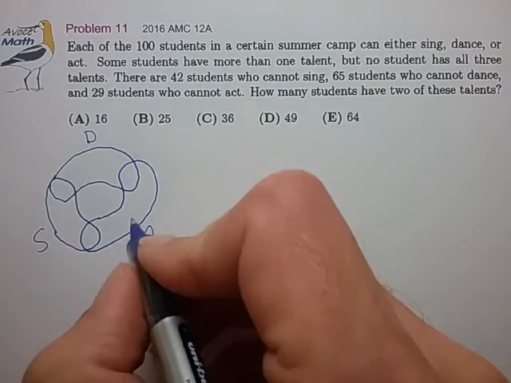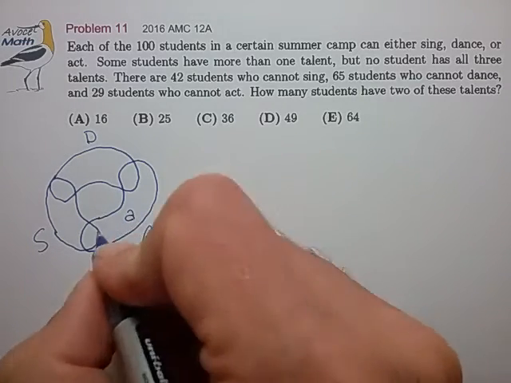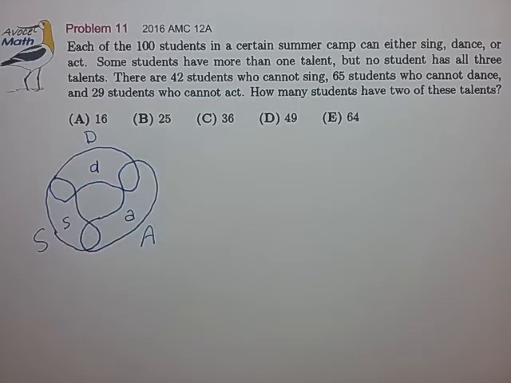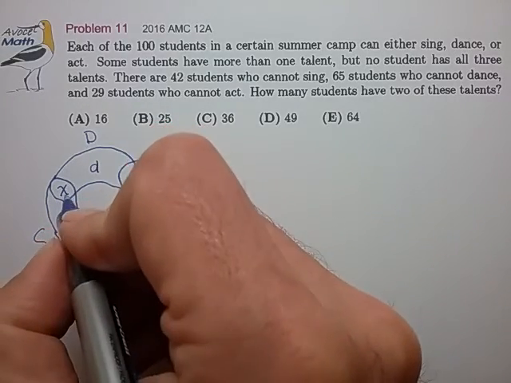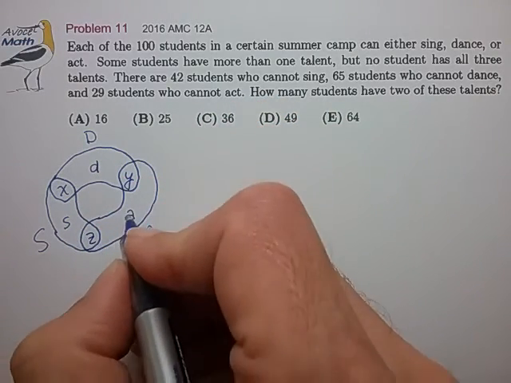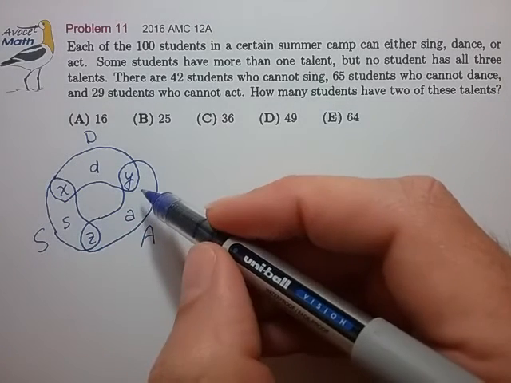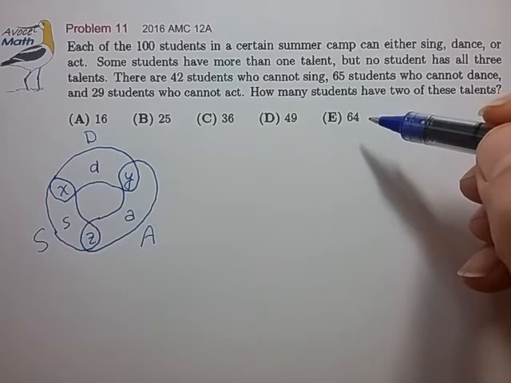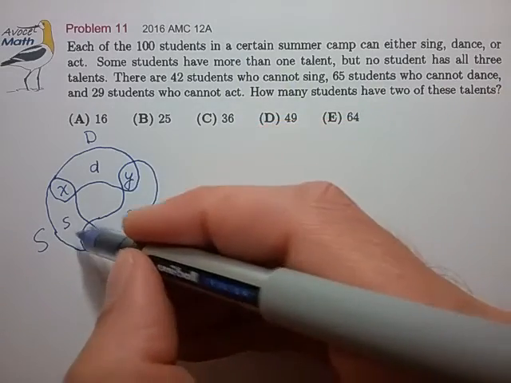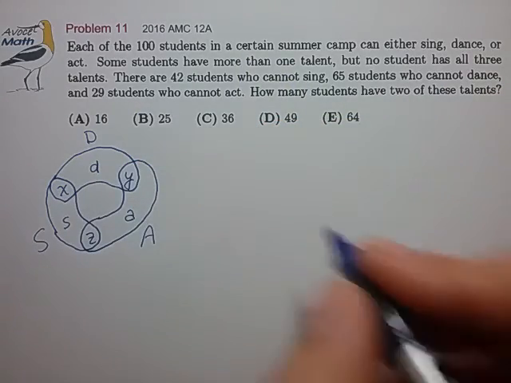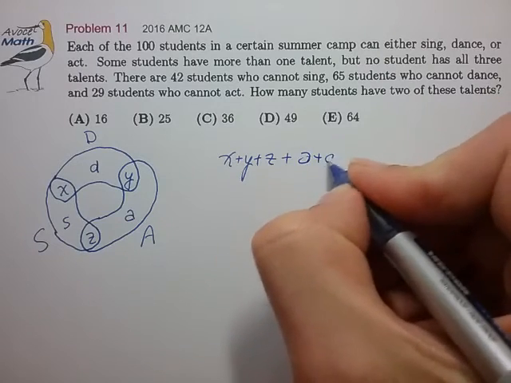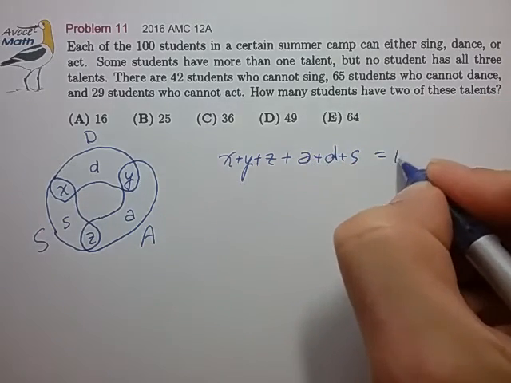And inside that, let's draw a smaller region of the students who can only act and not have any of the adjacent talents, students who can only sing and students who can only dance. And for the overlap, we'll represent that with X, the students who can sing and dance, Y, the students who can act and dance, and Z, the students who can act and sing. Now we can deconstruct the information in the problem statement pretty quickly. We know we have 100 students in total, so the sum of these 6 regions has to add up to 100. So let's write that out. X plus Y plus Z plus A plus D plus S is equal to 100.